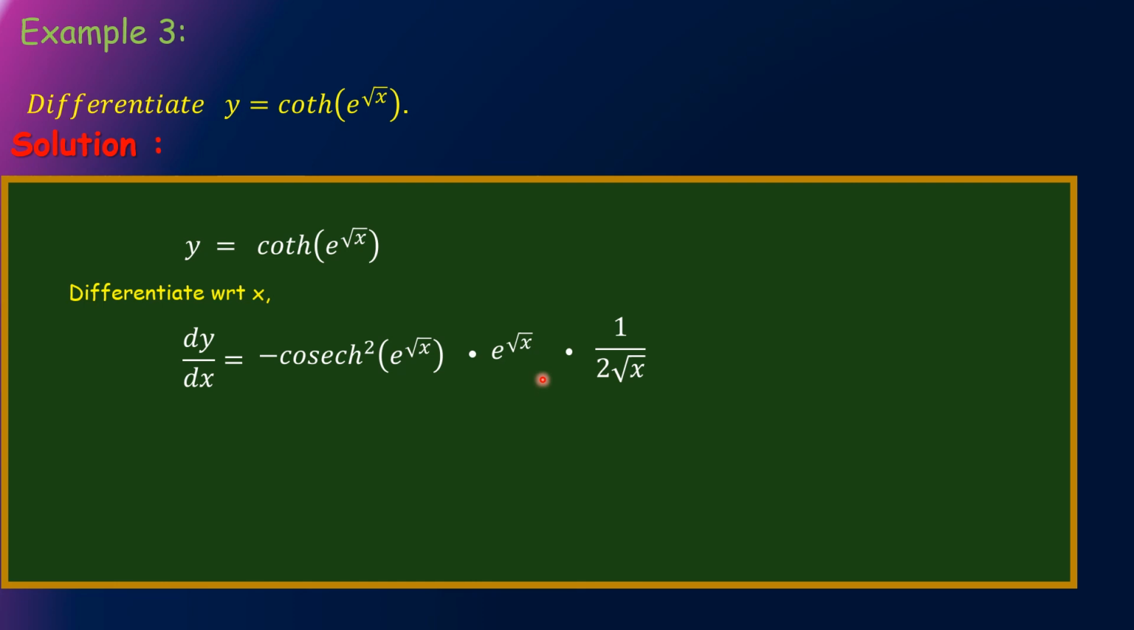Okay, and then we can touch up or simplify the answer. So our dy over dx, we just rearrange. We put e root x to the front, and then the negative sign, and then 2 root x is the denominator. So the final answer is dy over dx equals negative e root x cosech e root x coth e root x over 2 root x.